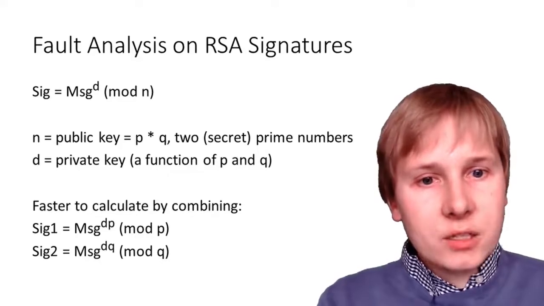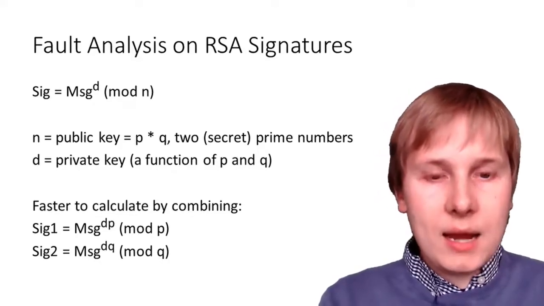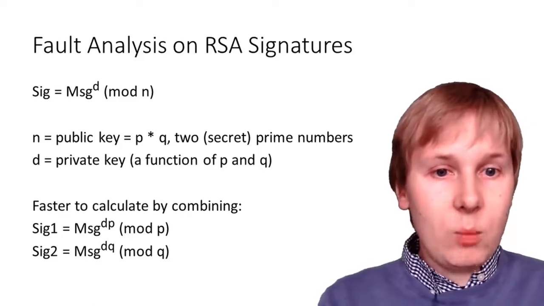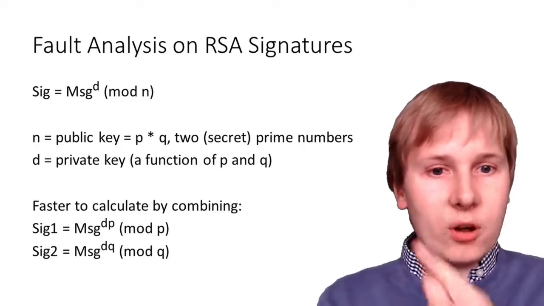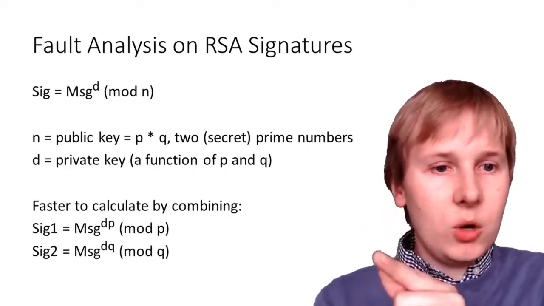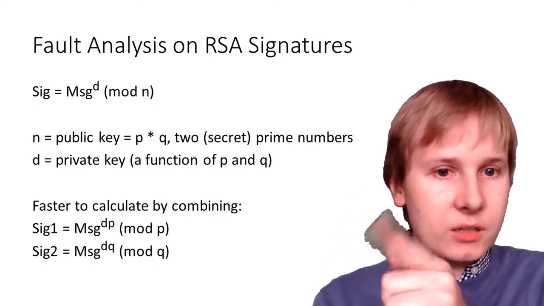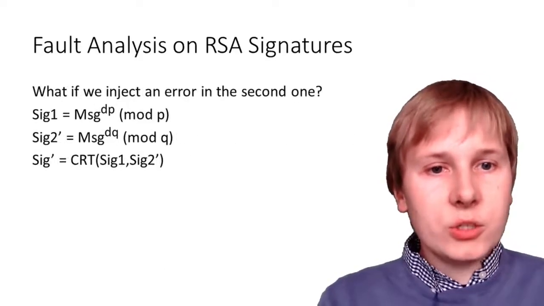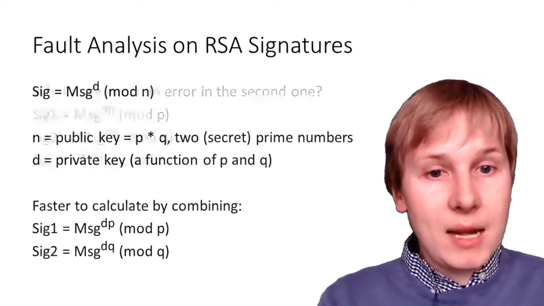And it's faster to calculate this by combining these two subsignatures, one of which is mod P and one of which is mod Q, where we've got our special functions of dP and dQ rather than d, which is a function of P and Q. That's all that means. And you combine these using the Chinese remainder theorem.